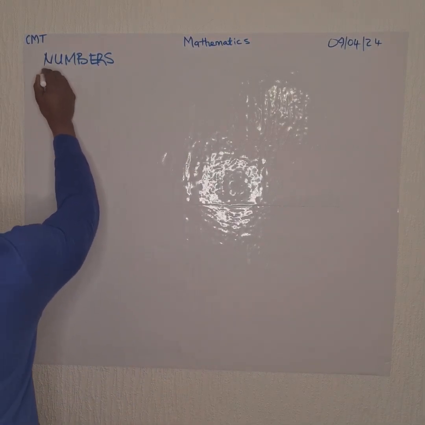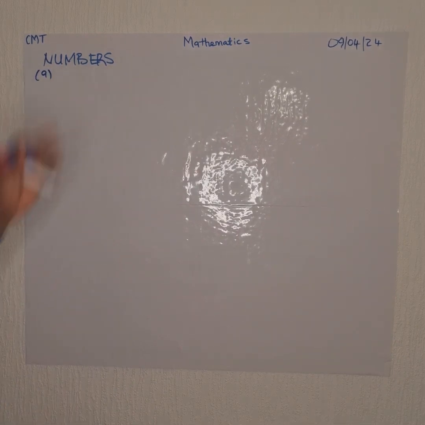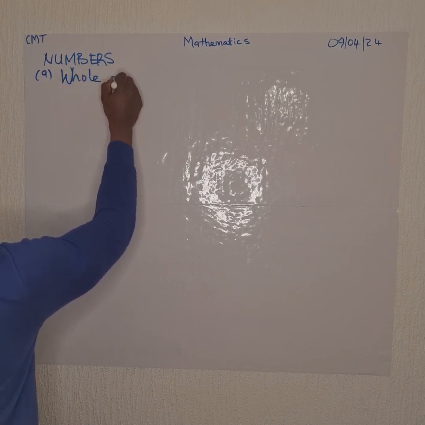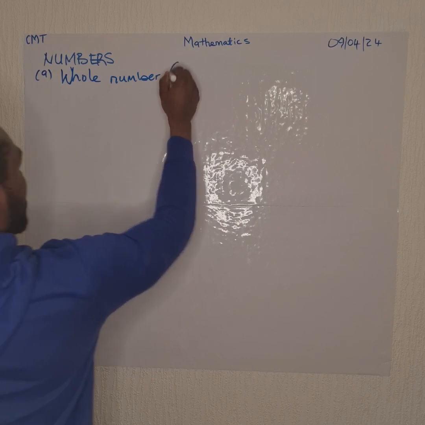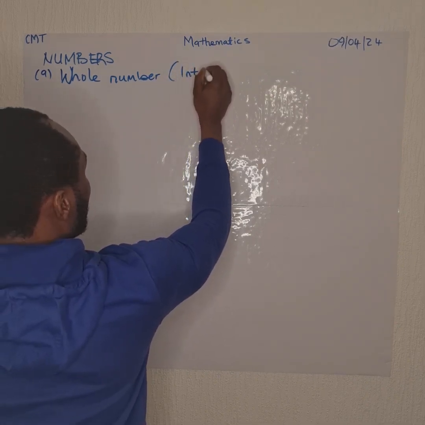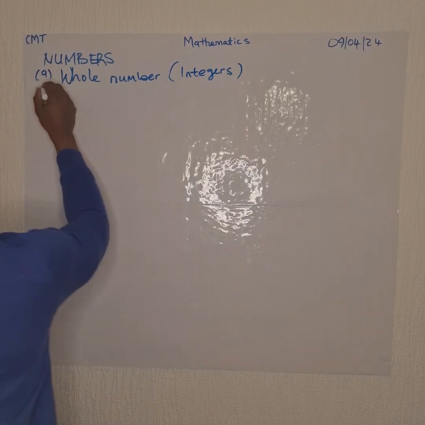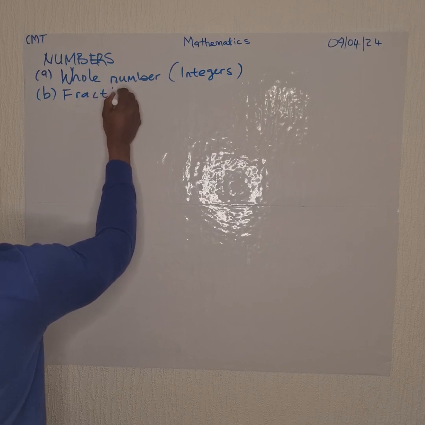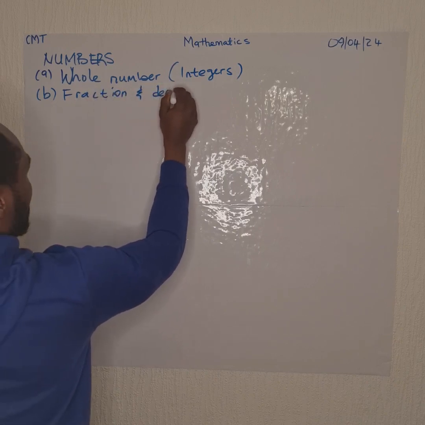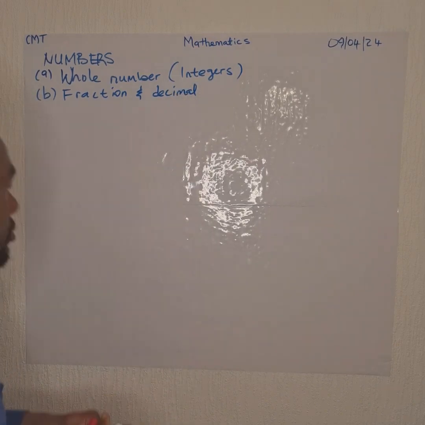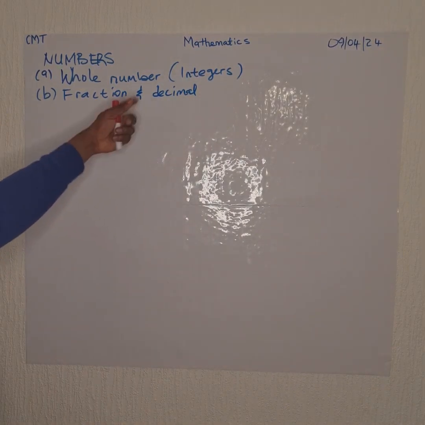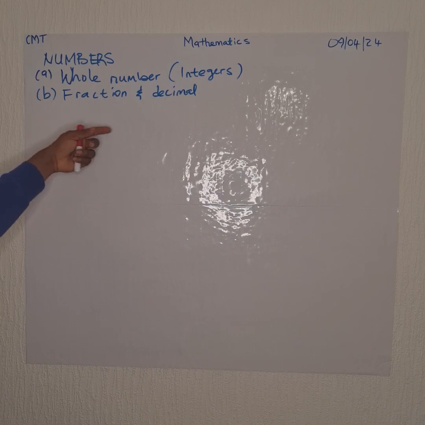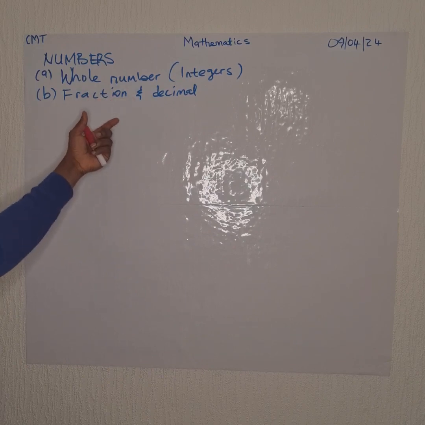Now, there are basically two types of numbers. This is whole numbers. You can also call these integers. And fraction and decimal, meaning they are not up to 1. So whole numbers are integers. Fraction and decimal are numbers that are not whole numbers.